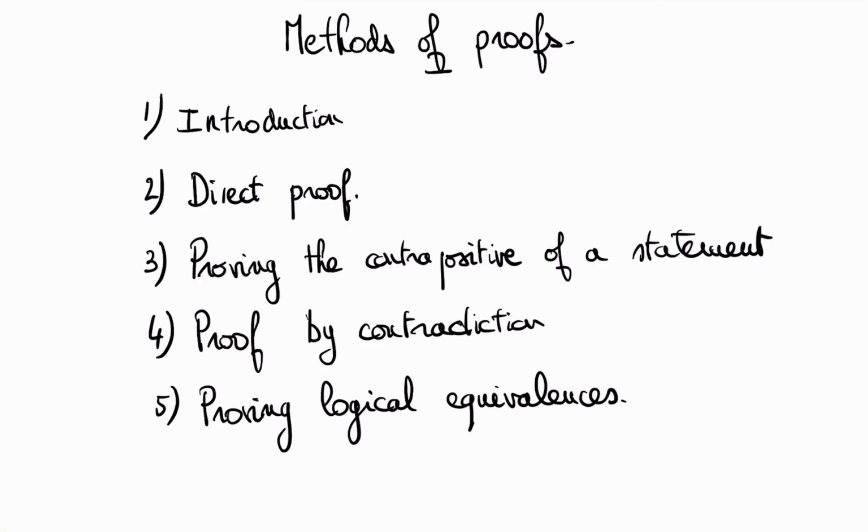Right, so in this methods of proof lesson, there are going to be 5 parts. First part, introduction, then we are going to do an example of direct proof, then we'll prove the contrapositive of a statement, then we'll do proof by contradiction, and finally we'll prove logical equivalences.